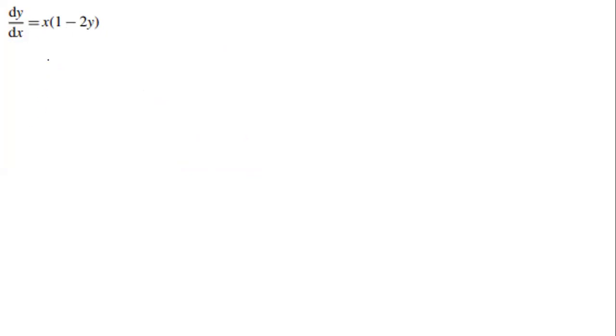Now we have a question, which is denoted by dy/dx is equal to x(1 minus 2y). Now the question is, which technique am I going to use to determine the general solution of this equation? We did separable variables, right? Will that work? It won't work. Let me show you how I am saying it won't work.